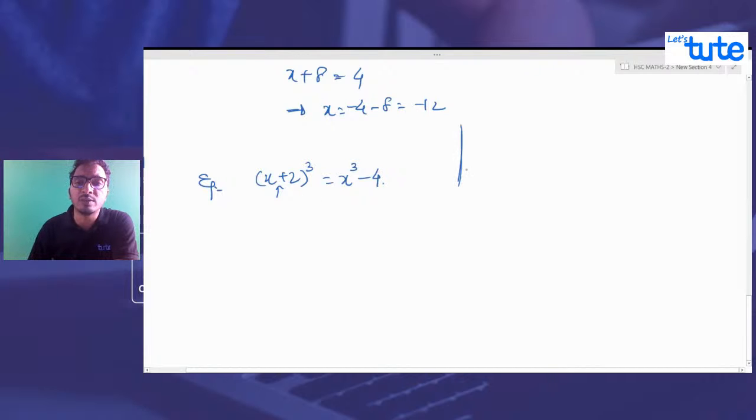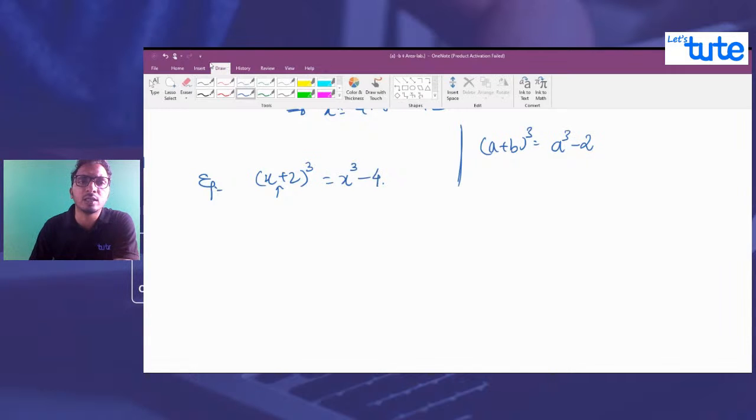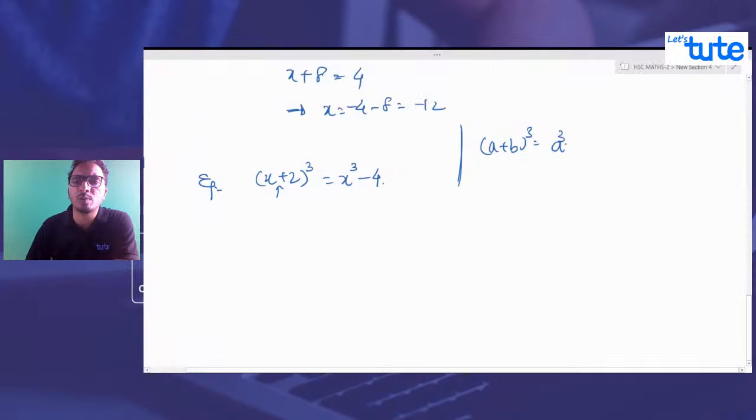We have a ready-made algebraic formula: (a plus b) whole cubed equals a cubed plus 3a squared b plus 3ab squared plus b cubed. So this is the formula, and we are going to use it here. Let us just apply it. This x would be in place of a, and this 2 will be in place of b.